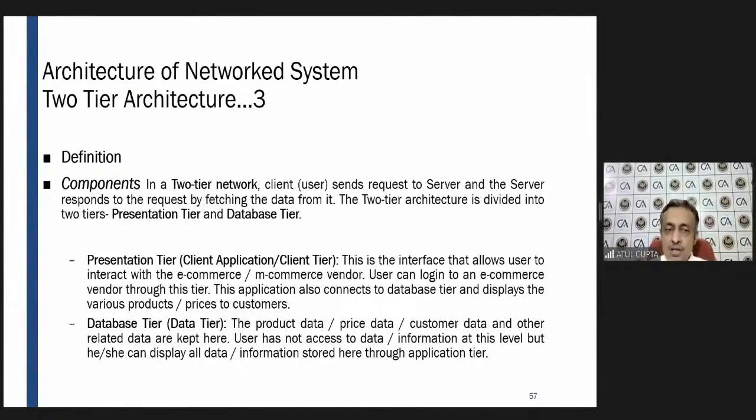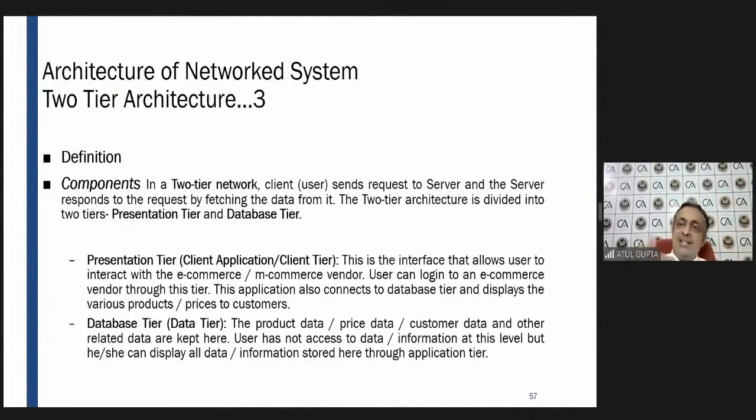User sends request to server and server responds to the request by fetching data from it. So two tier has two basic components, the presentation tier, the client, and the user tier. This is the interface that allows user to interact with the platform. User can log into e-commerce vendors through this tier. This application also connects to database tier and displays various products and prices to the customer. So that is the presentation tier, the user part.